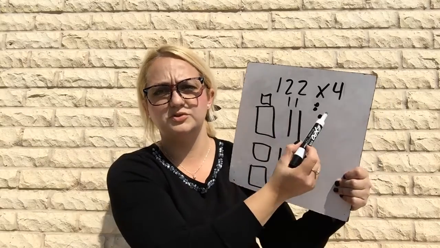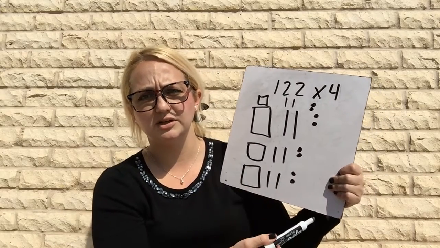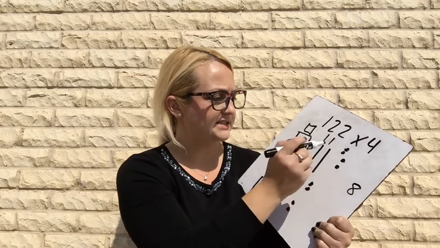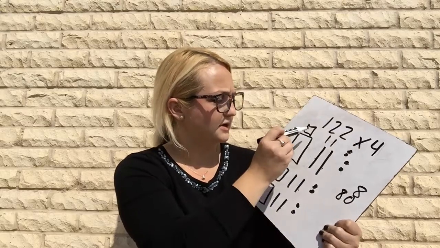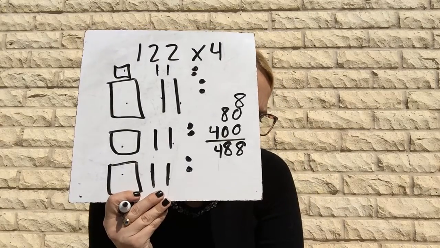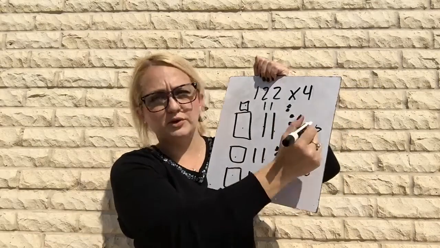Do another one. 122, 122, 122, 122. Now I need to add up all those partial products. So 1, 2, 3, 4, 5, 6, 7, 8, plus 10, 20, 30, 40, 50, 60, 70, 80, plus 1, 2, 3, 4, 400. 8 plus 80 plus 400 is 488. These right here were your partial products.